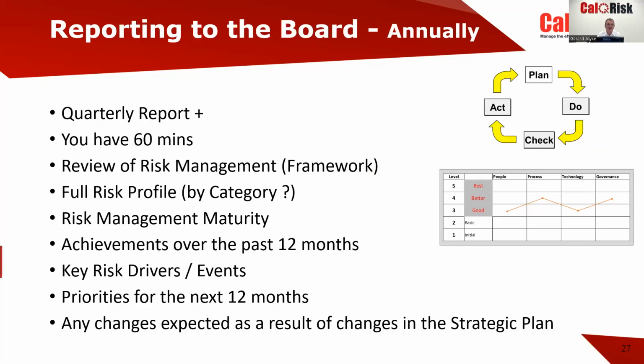But once a year, the board needs the big picture, because they need to have that reassurance and that detail that this is working. I think once a year as well, and probably after the strategic plan has been issued, have this discussion. So you align your priorities for the next 12 months. And if there's things in the strategic plan that weren't there the previous year, it might introduce new risks, probably, and you need to address that as well.